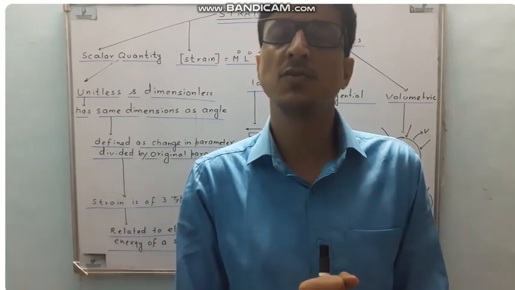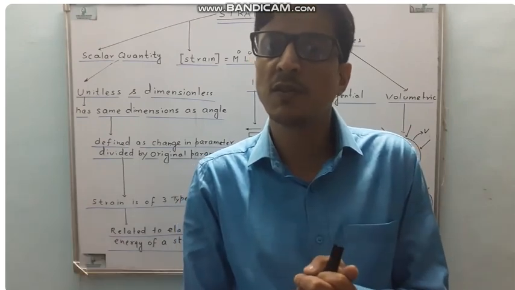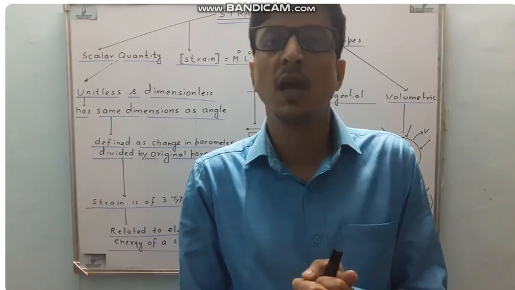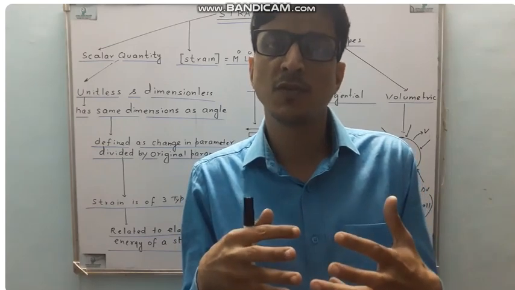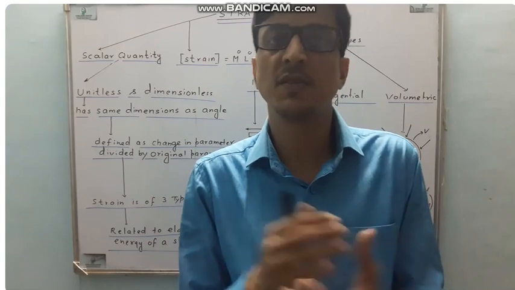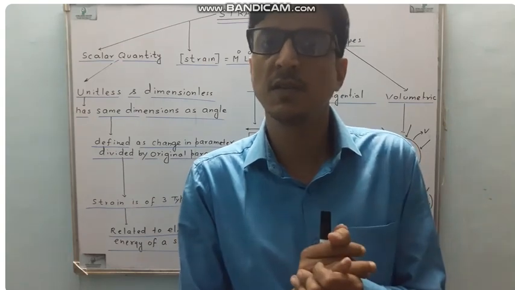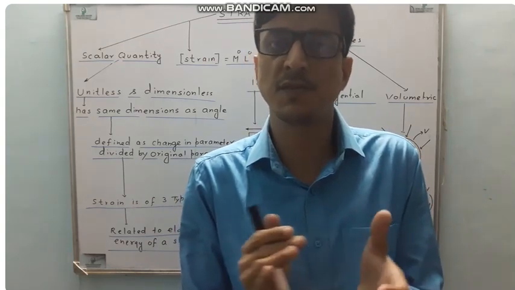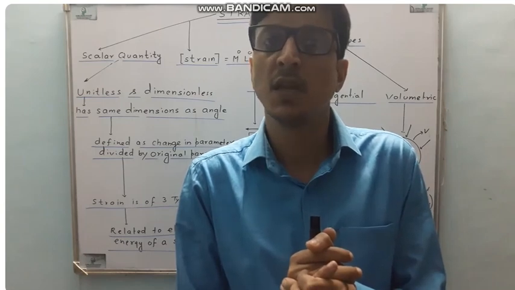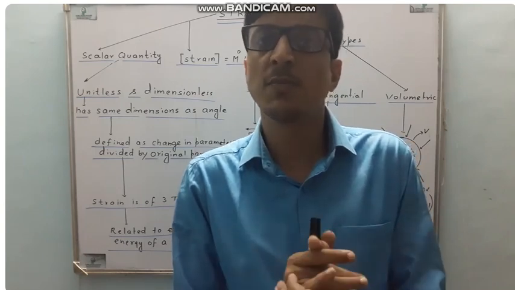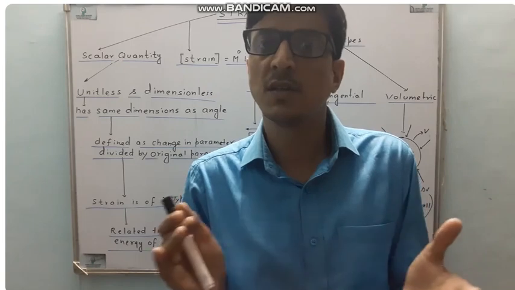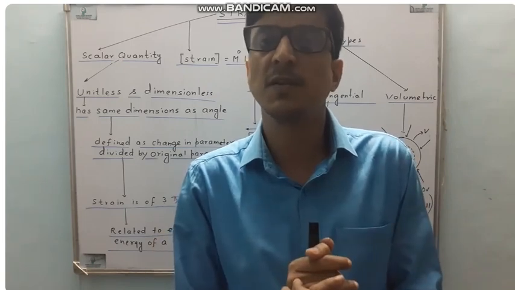Suppose in another case you apply force parallel to the surface of a cube, and because of that force, the shape of the upper face gets changed. It drifts by a distance x. So x upon L is the tangential strain.